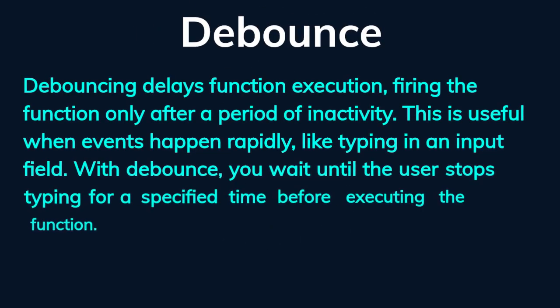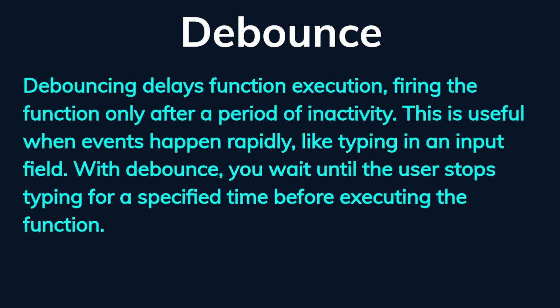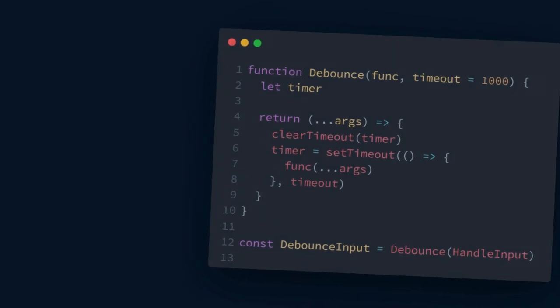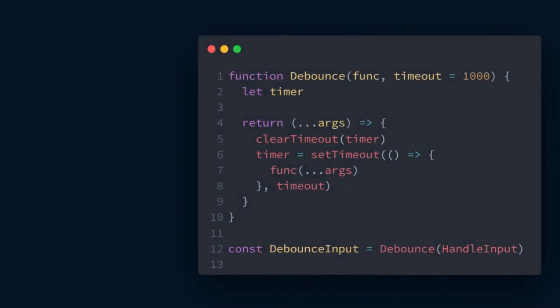Let's go over debounce. Debounce delays function execution, firing the function only after a period of inactivity. This is useful when events happen rapidly, like typing in an input field. With debounce, you wait until the user stops typing for a specified time before executing the function. Now here's a little code snippet of a general debounce function. Let's go over it step by step.